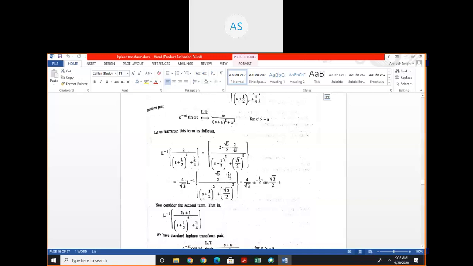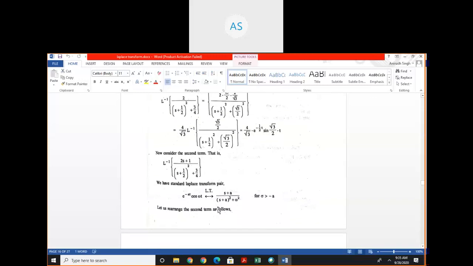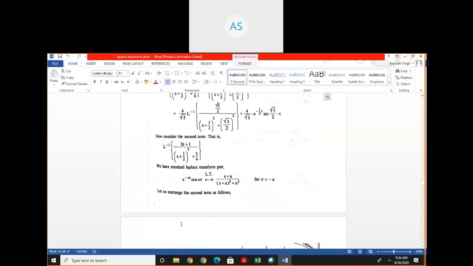This is the square of root 3 by 2, which is omega squared, and the square of s plus a, here s plus half. It means the value of a is half and the value of omega is root 3 by 2. If we take the inverse Laplace transform of this, we get 4 by root 3 exponential minus half t and sine omega t. The value of omega is root 3 by 2, so sine of root 3 by 2 multiplied by t.